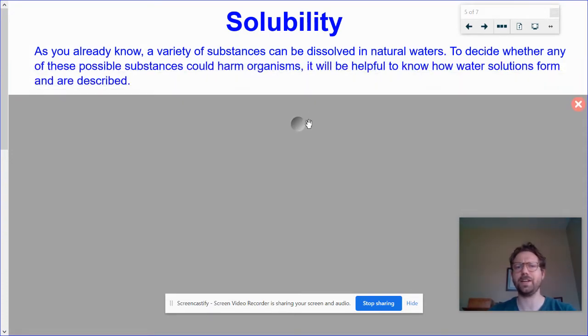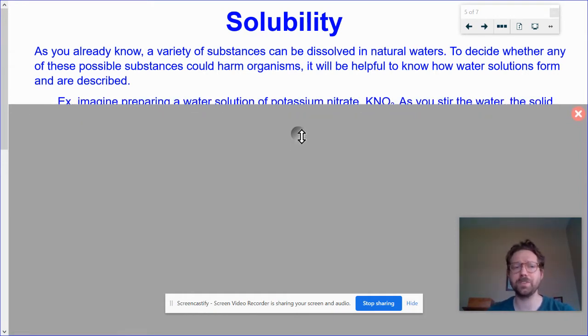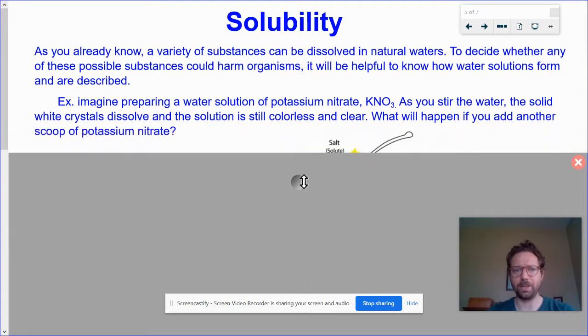So we all know this, that we can dissolve substances in water. And some substances, particularly really concentrated substances, can harm organisms. So we have to monitor that by testing the water quality all the time.